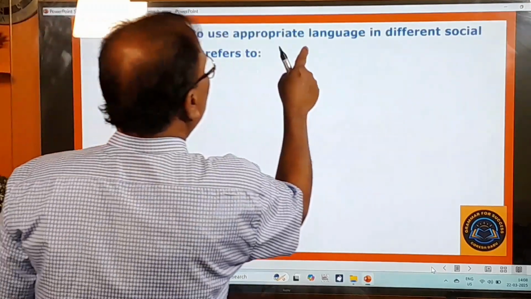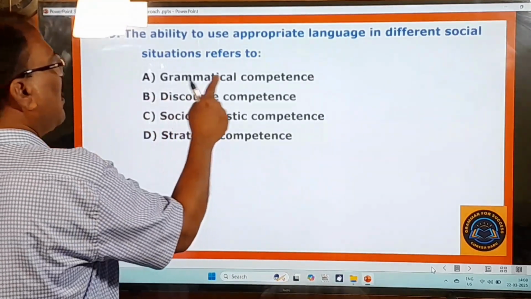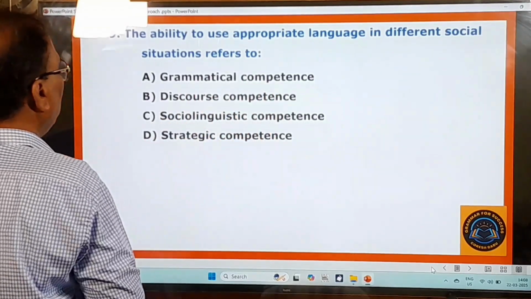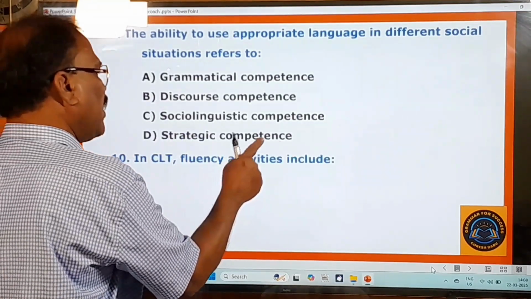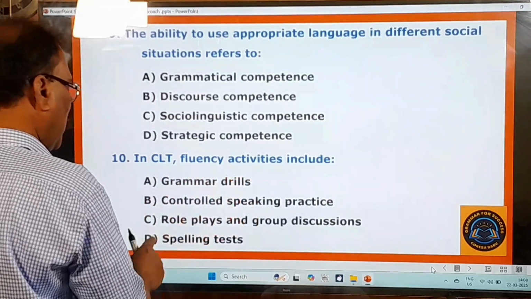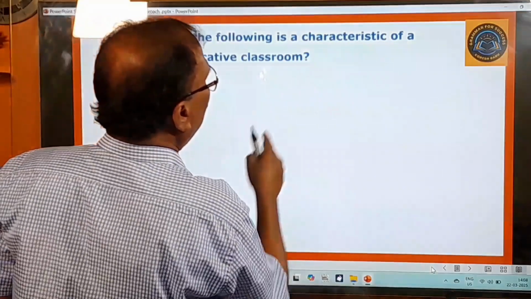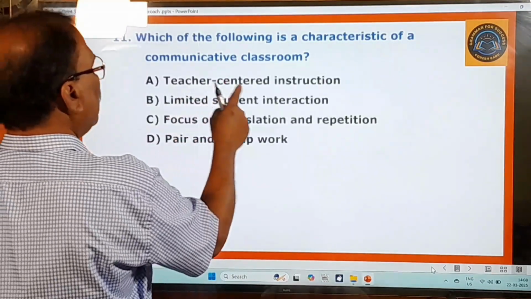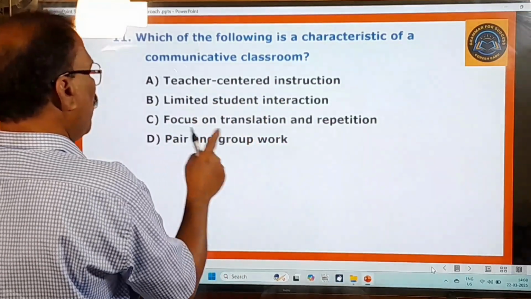Ninth one, the ability to use appropriate language in different social situations refers to grammatical competence, discourse competence, sociolinguistic competence, strategic competence. Go to the 10th question. In CLT, fluency activities include grammar drills, controlled speaking practice, role plays and group discussions, spelling tests. 11th question. Which of the following is a characteristic of a communicative classroom? Teacher-centered instruction, limited student interaction, focus on translation and repetition, pair and group work.